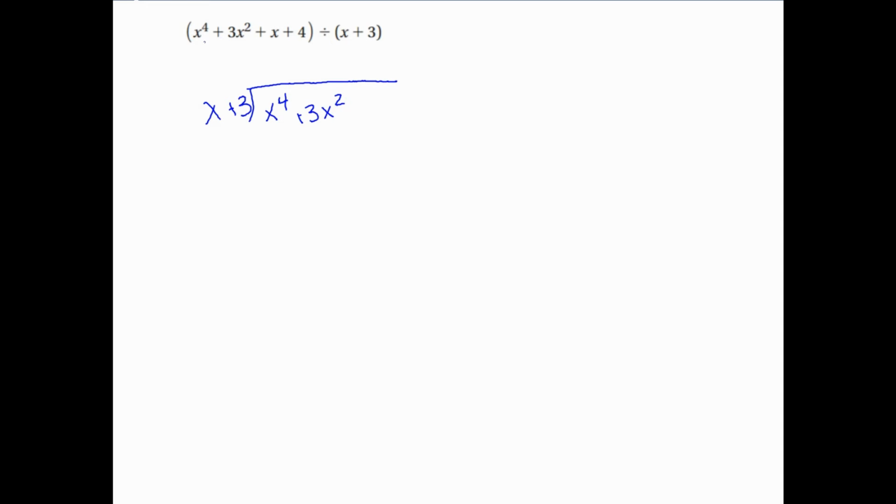Am I missing any terms? Oh yeah, I'm missing a term right there. Don't forget to fill in that term. So plus 0x cubed, we're going to need it, plus 3x squared plus x plus 4. Let me extend that bar a little bit.